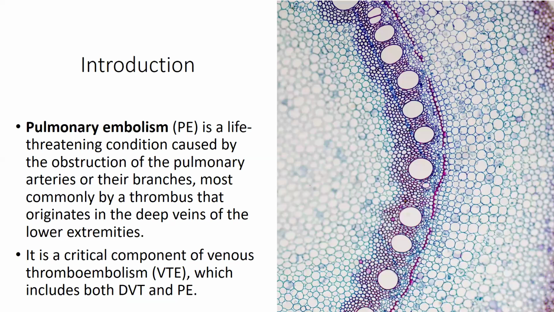So by way of introduction, pulmonary embolism is often a life-threatening condition, as Olayinka has enumerated here. It is caused by obstruction of pulmonary arteries or their branches, most commonly by a thrombus that originates in the deep veins of the lower extremities. PE is a critical component of VTE, which also includes deep vein thrombosis.